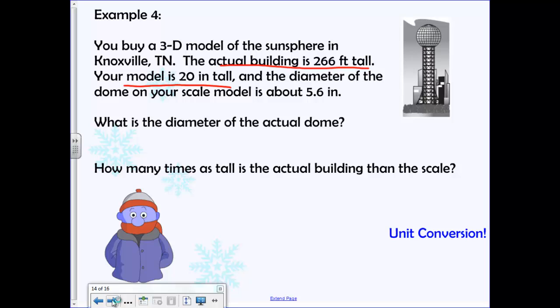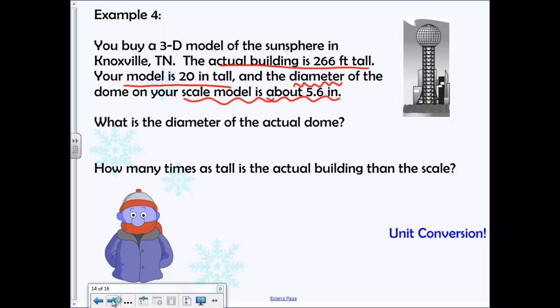The diameter, now I'm changing gears a little bit. The diameter on the scale model is about 5.6 inches. What's diameter? It's not around the circle. Around the circle is called your circumference.